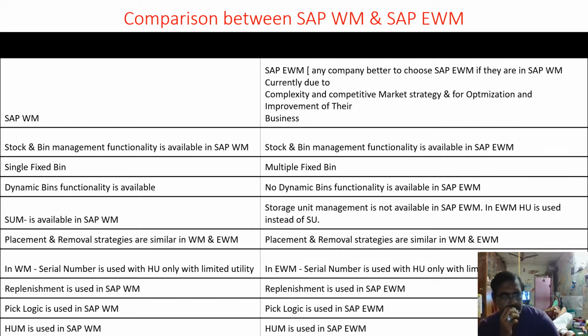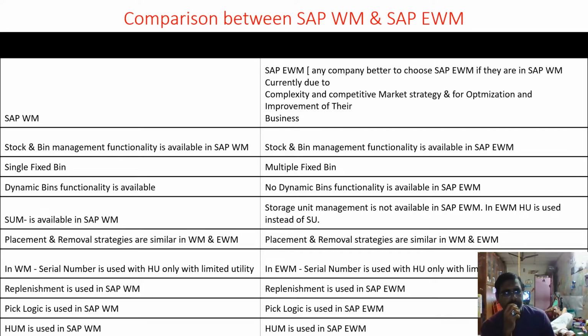So the first point is in WM, right? Stock and bin management functionality is available, and even in EWM stock and bin management functionality is available. In WM we have the inventory at the storage location level, and in EWM we have the inventory at the bin level, right? So that is important. And the second point of difference, we can define a single fixed bin in WM, whereas in SAP EWM multiple fixed bin assignment is possible based on the business process.